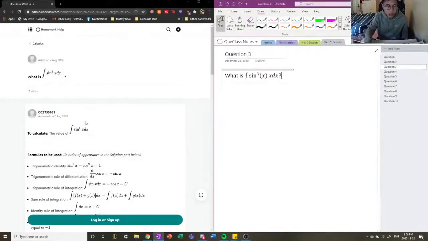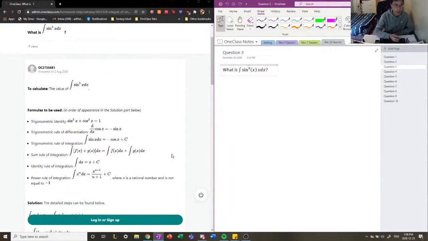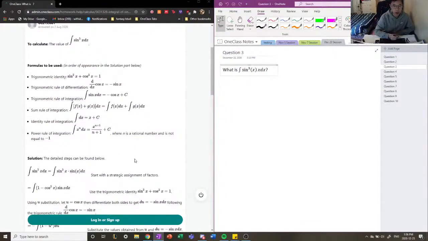All right, so the next question is question number 3, and it asks us to find the integral of sine cubed of x dx. The junior tutor helpfully laid out some rules that we're going to be using here. The first rule is the trigonometric identity: sine squared x plus cosine squared x equals 1. We're also going to use the derivative of cos x, which is negative sine x. We're also going to use the integration of sine x, which is negative cos x plus c. And we're going to use the sum rule, the identity rule, and the power rule of integration.